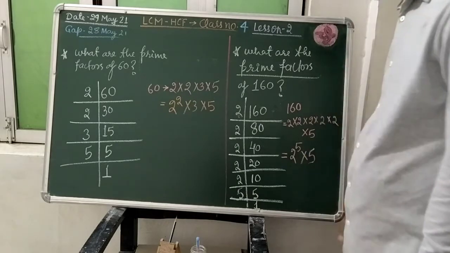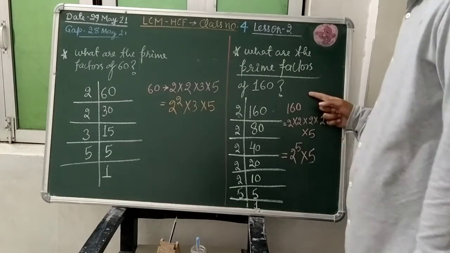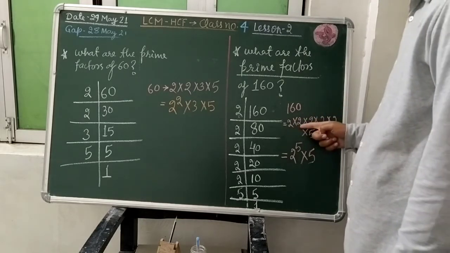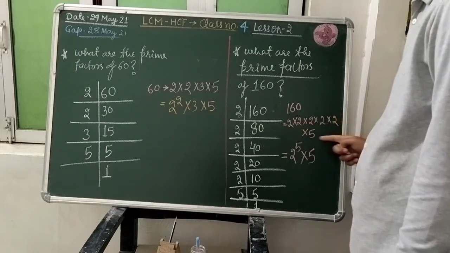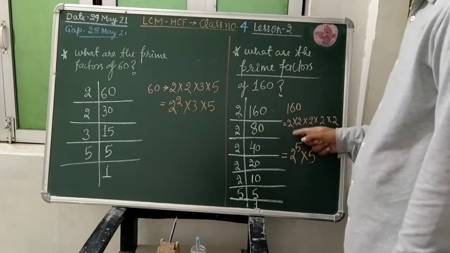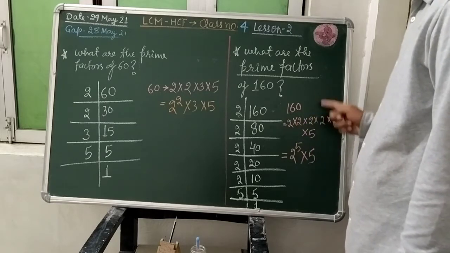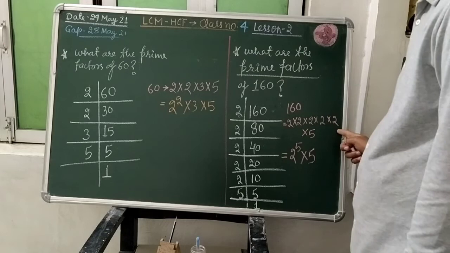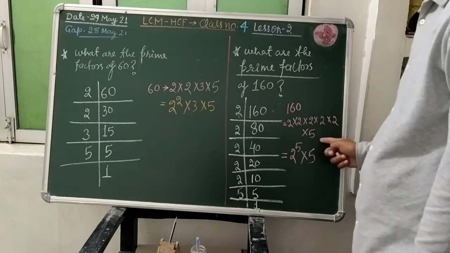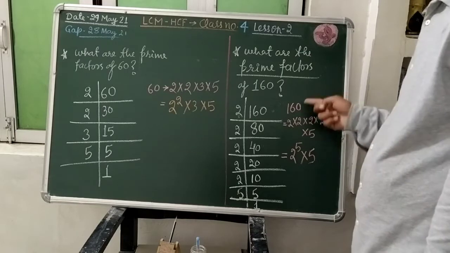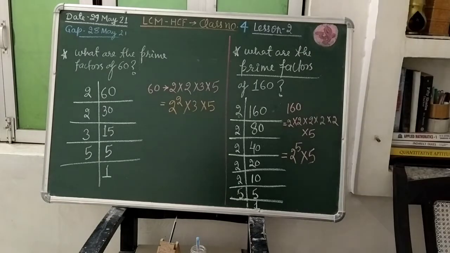So you will note that the prime factors of 160 will be 2 multiplied by 2 multiplied by 2 multiplied by 2 multiplied by 2 multiplied by 5. And you can check: 2 2s are 4, 4 2s are 8, 8 2s are 16, 16 2s are 32, and 32 5s are 160. 3 5s are 15 and 2 5s are 10, so 150 plus 10 is 160. Okay.